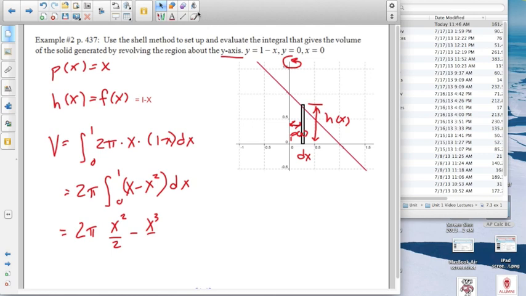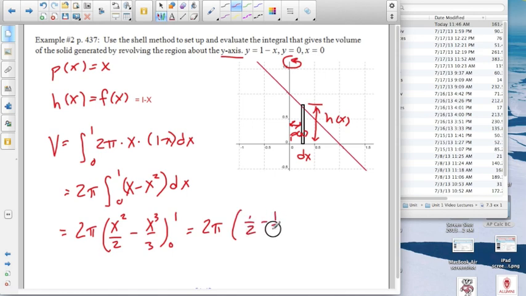We're going to evaluate that from 0 to 1. So we are plugging 1 in here, we get 1/2 minus 1/3. Plugging 0 in for both, we get minus 0. And a half minus a third, don't forget the common denominator is 6, so this is really 3 over 6 minus 2 over 6. So that's 2 pi times 1 over 6. And so that is pi over 3 for the volume.